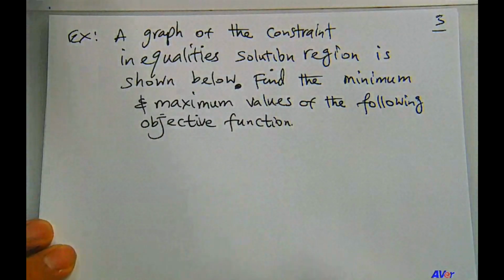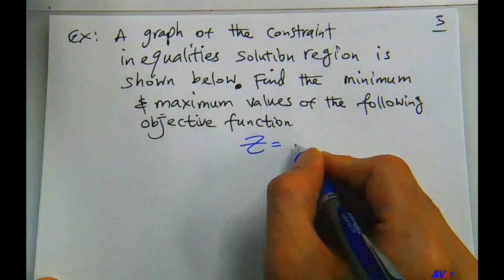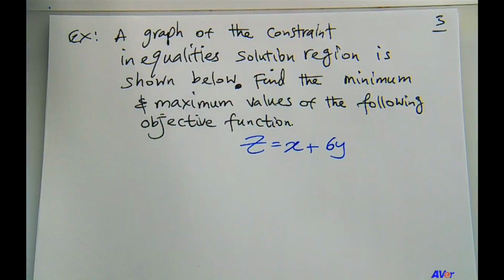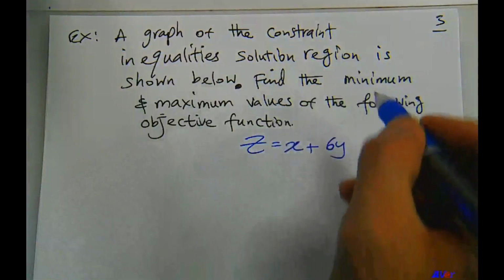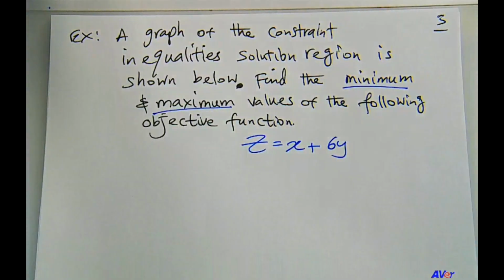Okay, so here, well, let me first write down the objective function. This is the one, z equals x plus 6y. So in this problem, they want us to find the minimum and maximum values given a graph that I'm going to draw in a second.